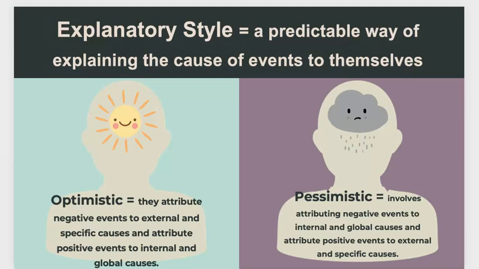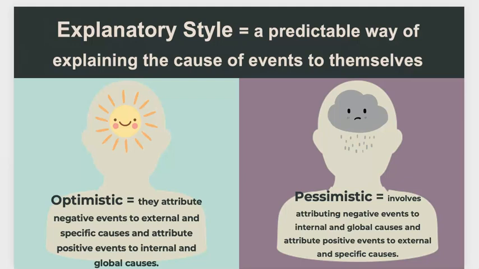If we look at the optimistic style, they attribute negative events to external causes and specific causes. So you think about this: negative, it's something out there. It's an external force. And the positives are inside of you. It's hard work. So don't get too caught up on the style here. What to keep in mind is that people have a predictable way of explaining the causes of events to themselves. You can think of explanatory style as the pattern of attributions that people assign to events in their own and others' lives.